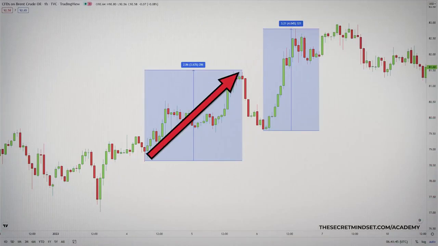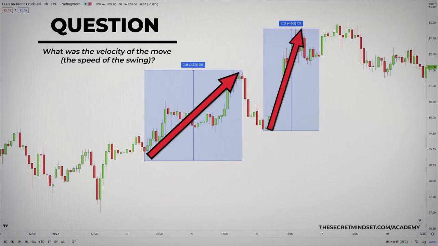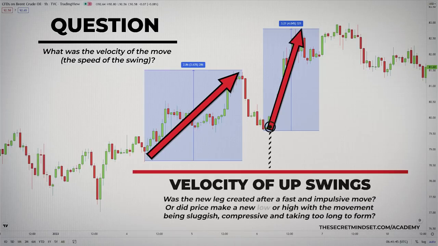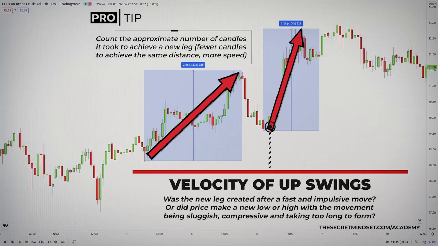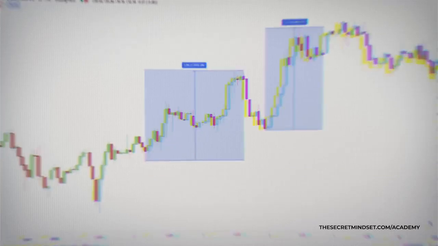When it comes to the distance of the price moves, the magnitude is only half of the equation. The other one has to do with the velocity of the move, or the speed. Was the new leg created after a fast and impulsive move? Or did price make a new low or high with the movement being sluggish, compressive, and taking too long to form? A good rule of thumb is to count the approximate number of candles it took to achieve a new leg. In this case, you can see that the second leg was created with a lower number of candles at a faster speed, so the cycle continues to prosper in a healthy manner.